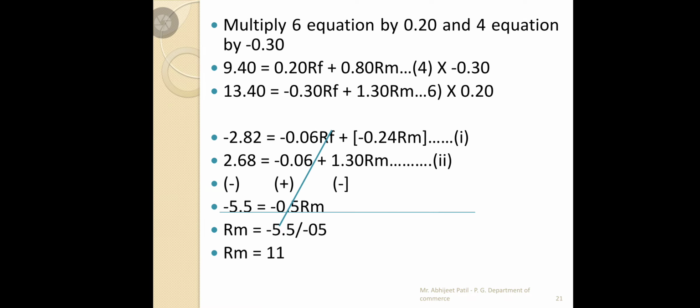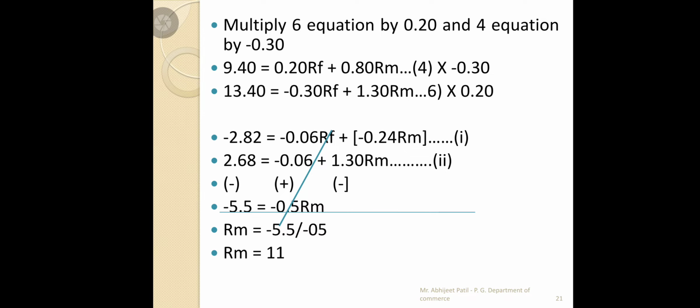Then using equation number 4 and equation number 6, multiply equation 6 by 0.20 and equation 4 by 0.30 to eliminate either RF or RM. We want to eliminate the RF values first. So we multiply by 0.30 into the fourth equation and 0.20 into the sixth equation. So we get 9.40 into 0.30, which is 2.82, equal to 0.20 into 0.30, which is 0.06, and 0.24 RM. Same way in the second equation, 13.40 into 0.20 is 2.68, minus 0.30 into 0.20 gives minus 0.06.